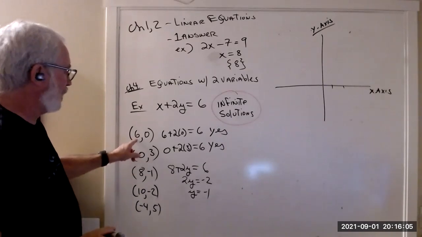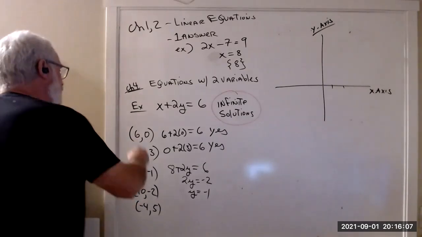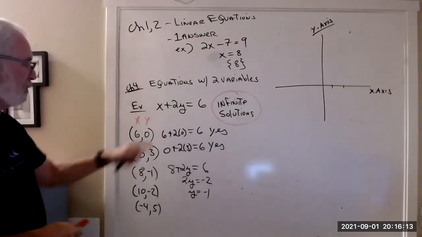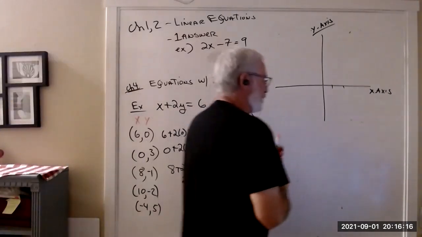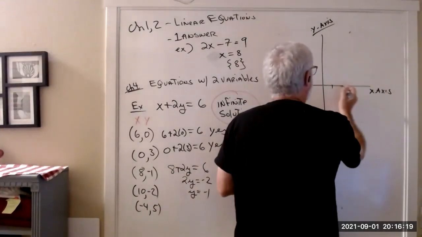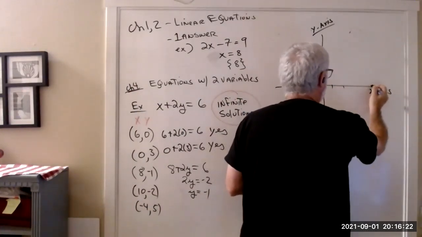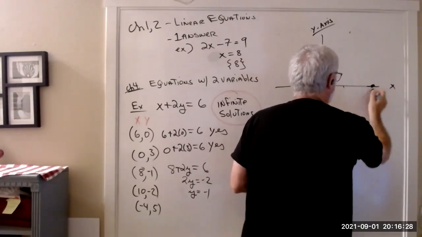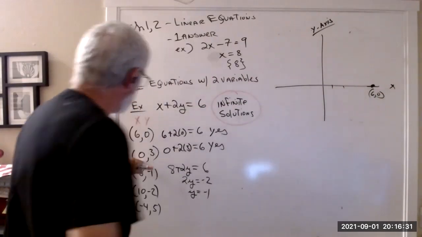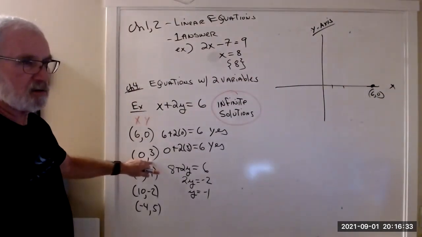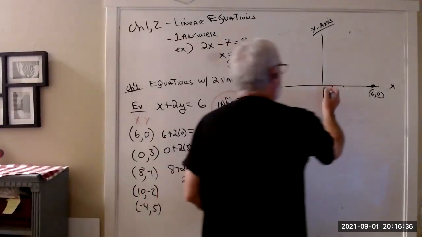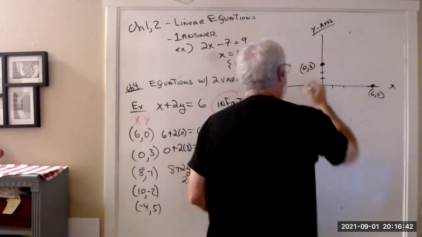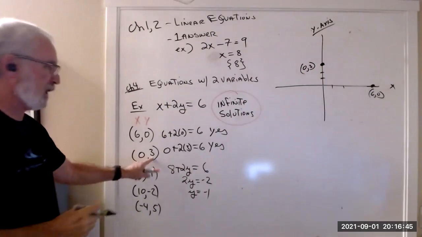So let's plot these points. Remember, the first number is always the X number. The second number is always the Y number. So we're going to plot these points. So the first point is 6, 0. 1, 2, 3, 4, 5, 6, 0, which is right about there. Good enough. Okay. The next one is 0, 3. Okay. 0, 1, 2, 3. Remember, the first number is the X, the second number is the Y.